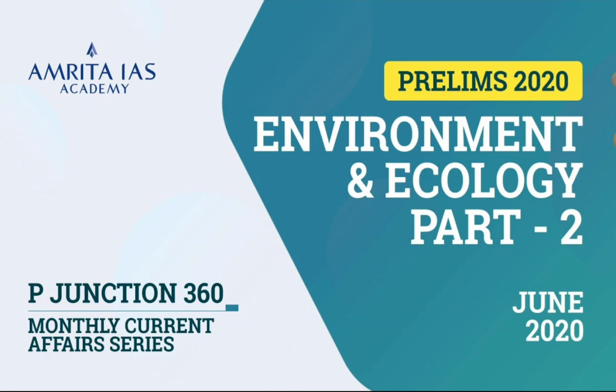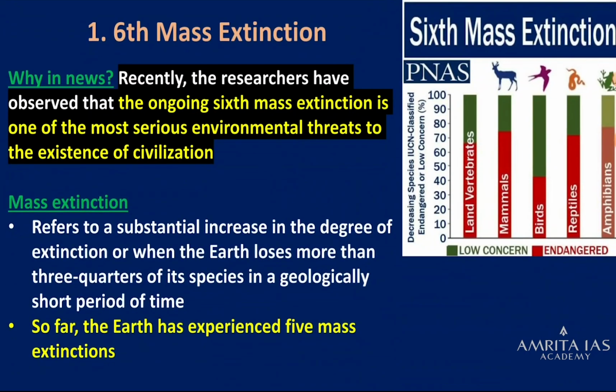In the first session, we have seen the biodiversity discussion. We have seen a few concepts, the international framework, the national framework. Then we have discussed a few questions. In this, we'll discuss some miscellaneous stuff, starting with the sixth mass extinction.